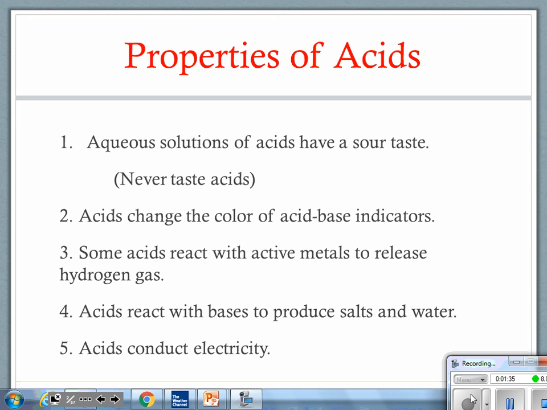Okay, when we discuss the properties of acids and bases, the very first one: aqueous solutions of acids have a sour taste. Now, what I mean is never taste acids. You're not going to look at some clear liquid in this beaker and say, I wonder if it's an acid, let me take a chug of it and see if it's sour. No, you're not going to do that, because if that's a concentrated hydrochloric acid, it will burn.